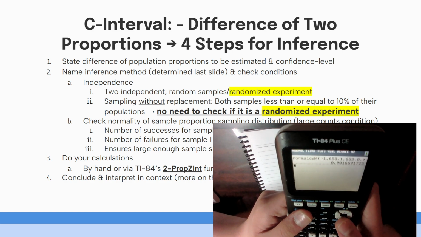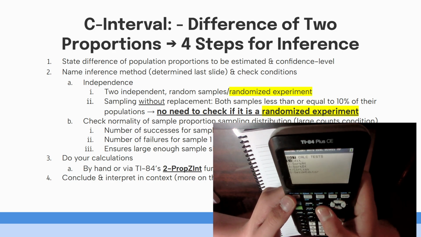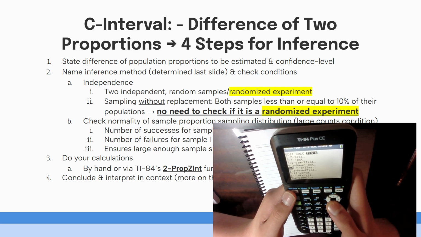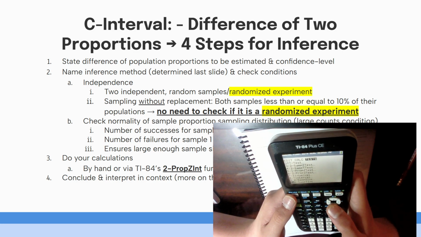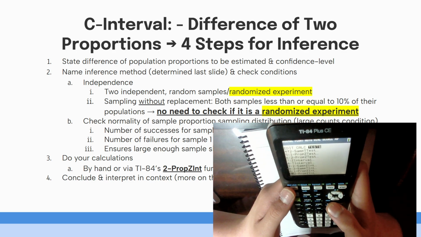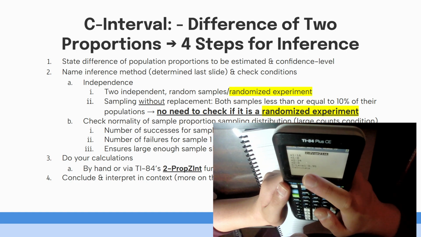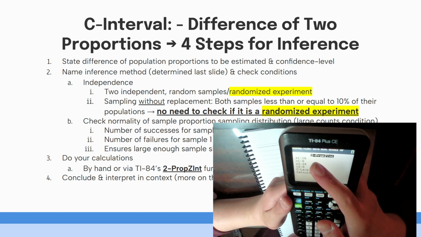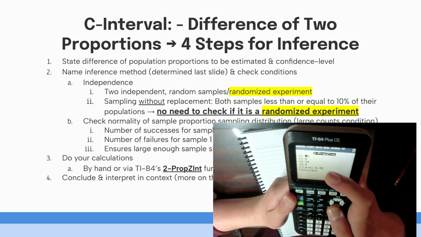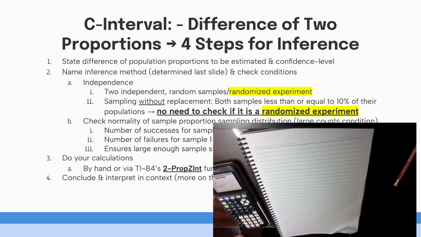So, when you're doing 2propzint, you do second vars. No, not second vars. You do stat, and then you go to test, and you have so many tests you can choose from, but you choose 2propzint. You scroll down. Select this one, click it, and you see here a bunch of options. X1 is simply how many people in the first sample had that characteristic. X2 is the same thing, but for the second one. N1, N2 are your sample sizes. You do the confidence level, you click calculate, and then you'll get your confidence interval. That's it. That's all it is.